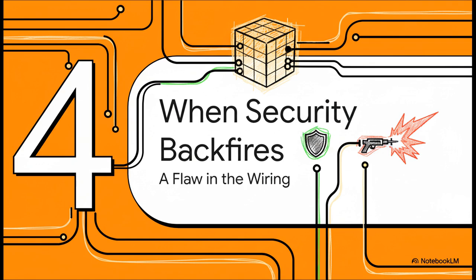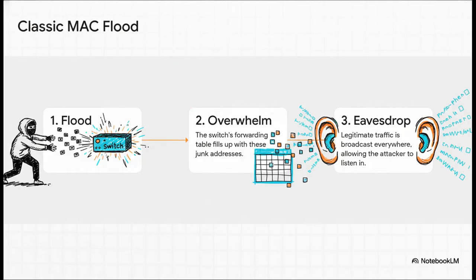We're going deeper now, down to the virtual switch that connects everything together. And this is where a security feature, something designed to protect us, can be flipped on its head and turned into a powerful weapon. To get what's happening here, you gotta understand a classic old-school network attack called a MAC flood. Basically, an attacker just spams a network switch with tons of packets, and every single packet has a new fake hardware address. The poor switch tries to learn all of these fake addresses, filling up its memory with junk until it just gives up.